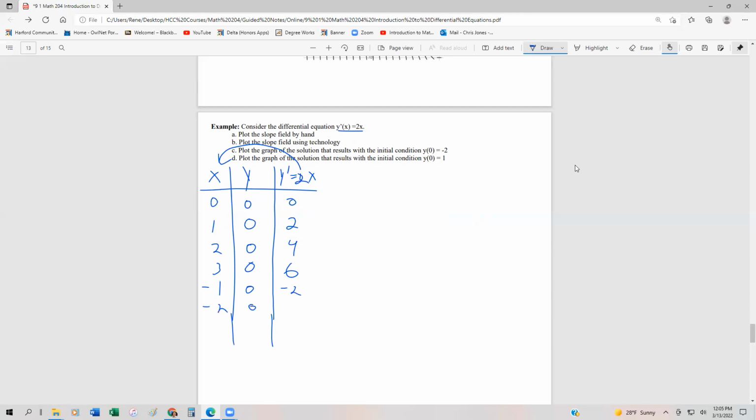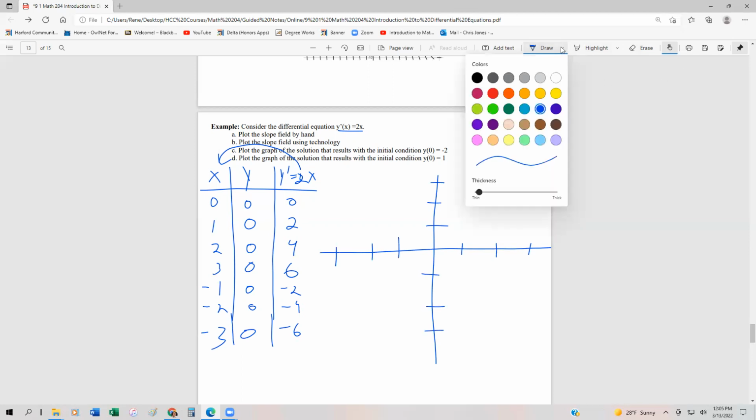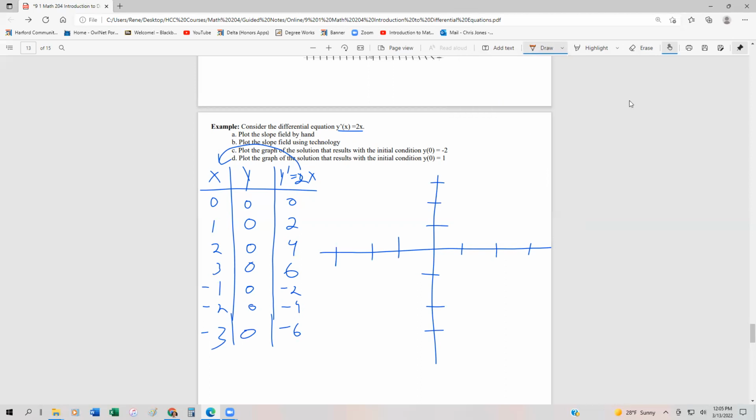And at the point -2, 0, that would be -4. And then finally at the point -3, 0, that would be -6. All right, so if we were to plot all of these on a graph, and I'm just going to say 1, 2, 3, 1, 2, 3, 1, 2, 3, 1, 2, 3. All right. And so if we graph these at the point 0, 0, the slope is 0.